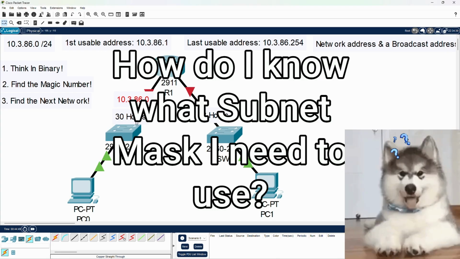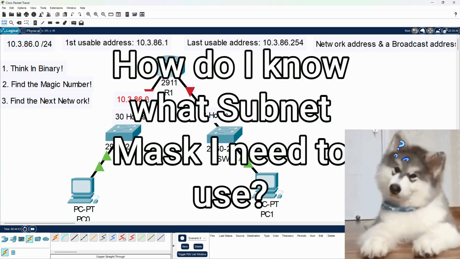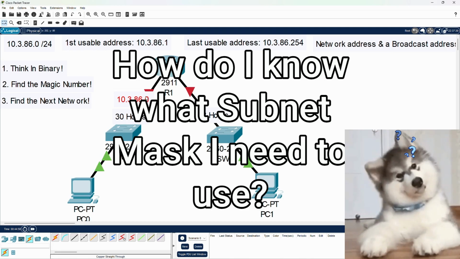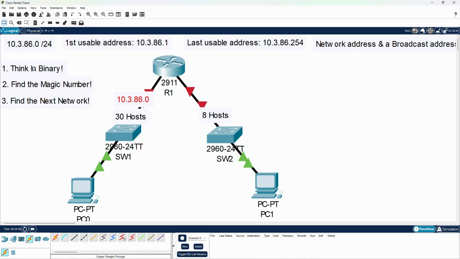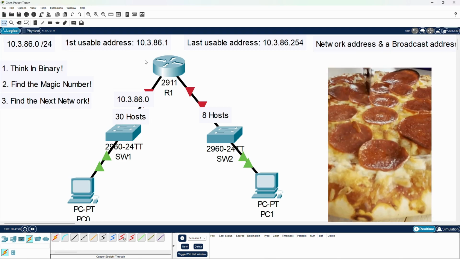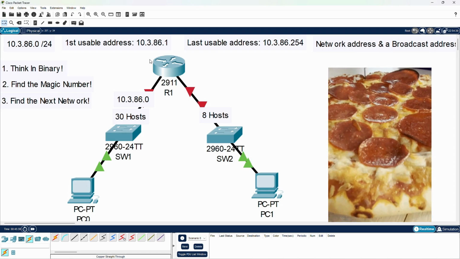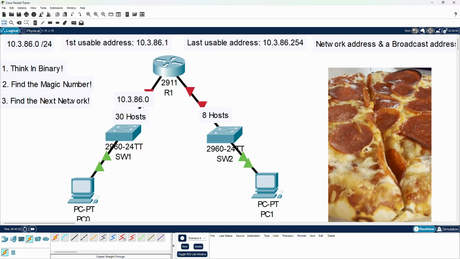And that's the challenge. Given 30 hosts, how do I know what subnet mask I need to use? Well, this is when we go into this process. We think in binary, we find the magic number, and we find the next network. First of all, we know we have to work within this boundary. It's going to fall in between here. But we're subdividing our network, and that's what variable length subnet masks means. We're taking a larger subnet and dividing it into smaller pieces. We're cutting the pizza pie into different slices here. And we're going to think in binary to do this.